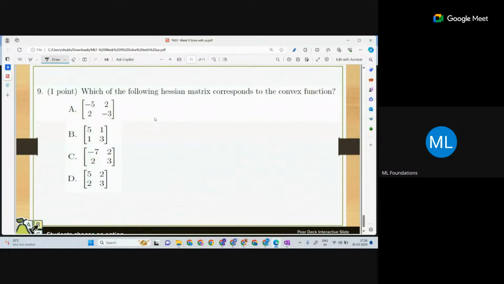So for the Hessian, the first entry should be positive and the determinant positive. Here the determinant is positive, but the first one is negative. This one is 5, and this is 15 minus 1, which is 14, positive. This is negative here, again not. And this is 5, positive. This is 15 and -4, again positive. So these two, B and D, are going to be the convex functions.